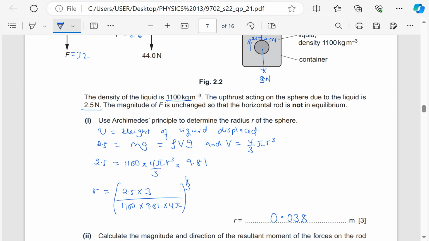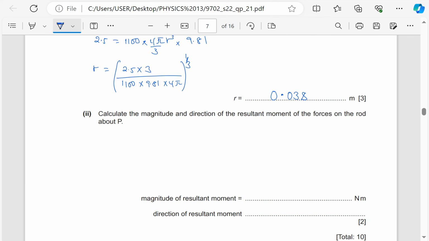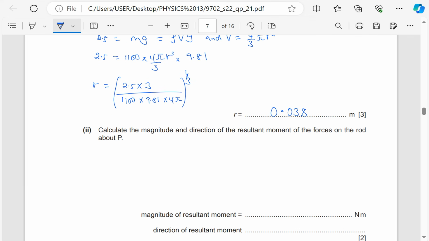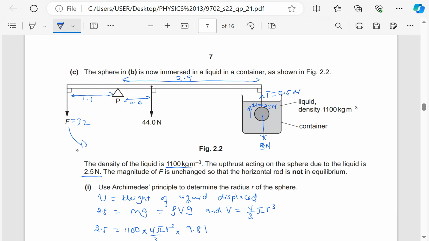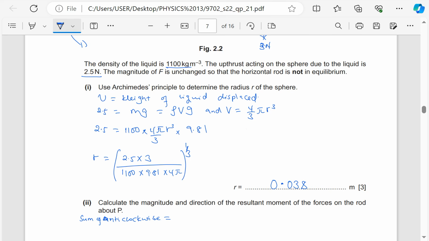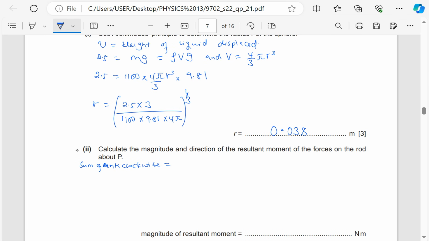Let's check the magnitude and direction of the resultant moment. I'll first start with anticlockwise moments. The sum of anticlockwise moments will remain with F. F is anticlockwise times this perpendicular distance. So it is equal to 2 times 1.1. That is anticlockwise.